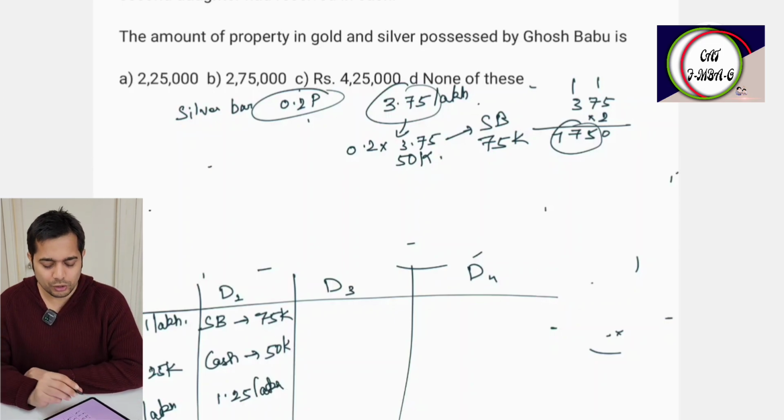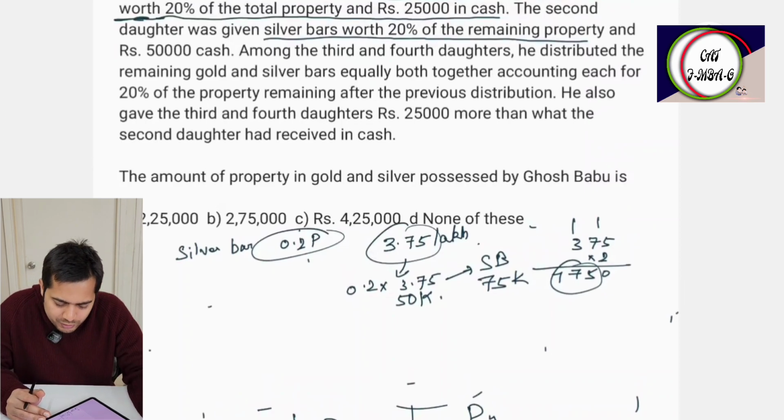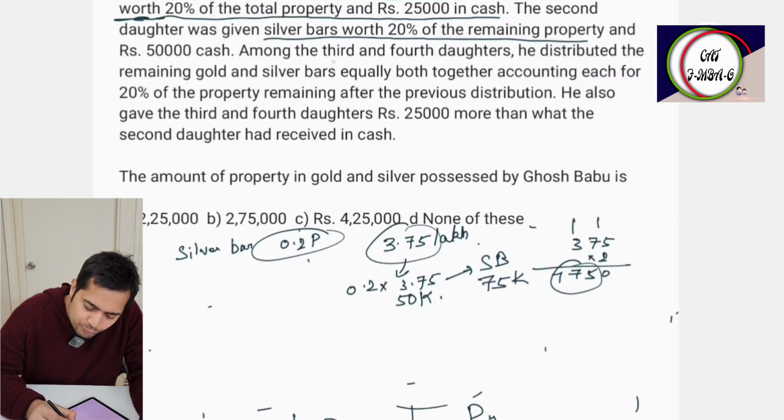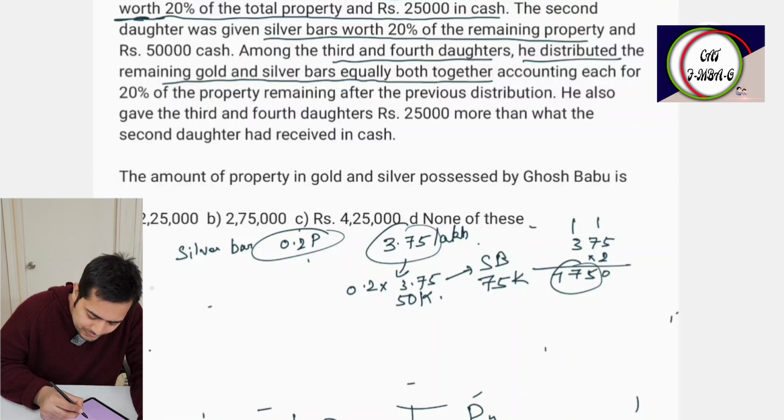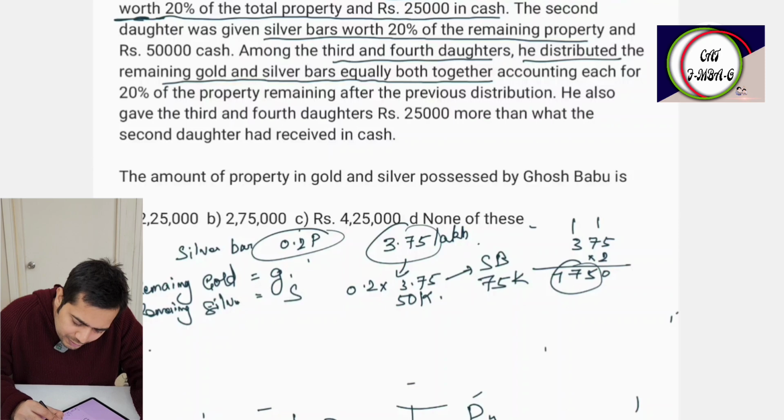Simple. So daughter 1 and daughter 2 we have cleared till now. Let us try to understand what else information is given in this question. Among the third and fourth daughters, he distributed the remaining gold and silver bars equally. Okay, let us say remaining gold is equal to G, remaining silver is equal to S, and both equally account for 20% of the property remaining.